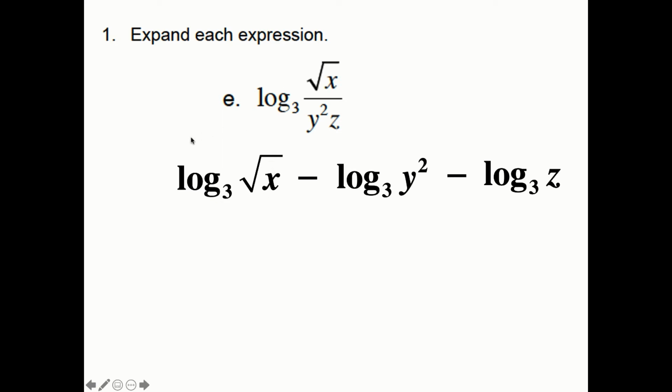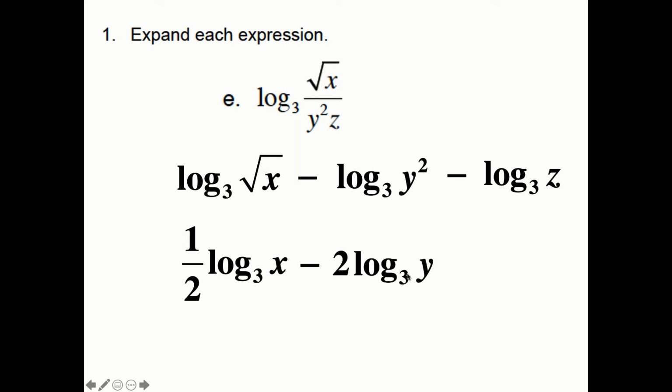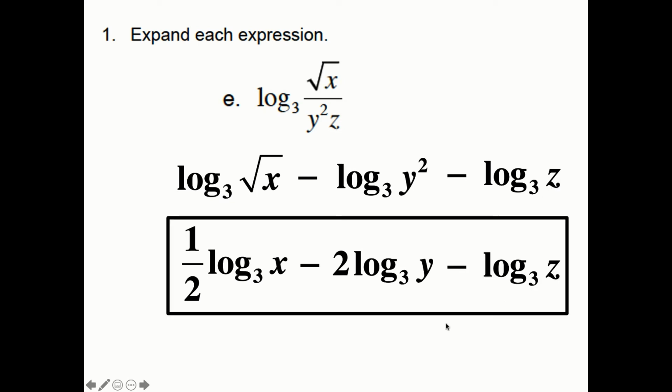So dropping the exponent in front, it would become 1/2 log base 3 of x minus the 2 is going to come in front of this term, so 2 log base 3 of y. And this one doesn't have an exponent, so it just drops down. That's your answer.